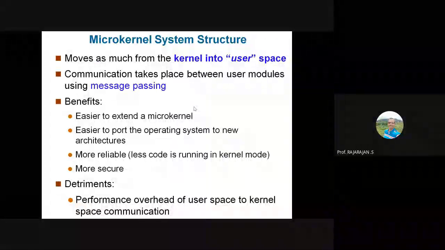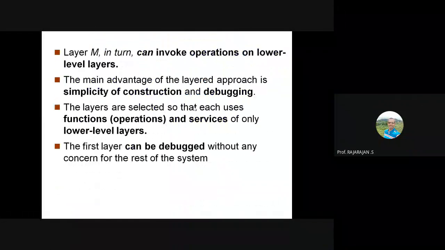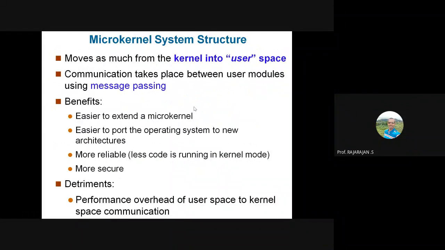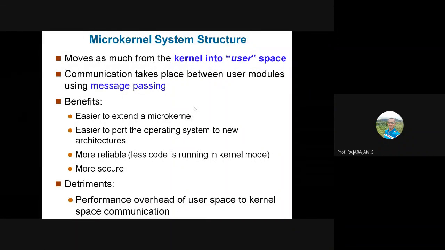The next one is microkernel architecture. Okay, I think I was wrong. Microkernel architecture actually needed message passing. Here the communication takes place between user modules using message passing. The benefits are that it is easier to extend the microkernel, and easier to port the OS to a new architecture. It's more reliable and more secure. The detriment is the performance overhead of user space to kernel space communication.